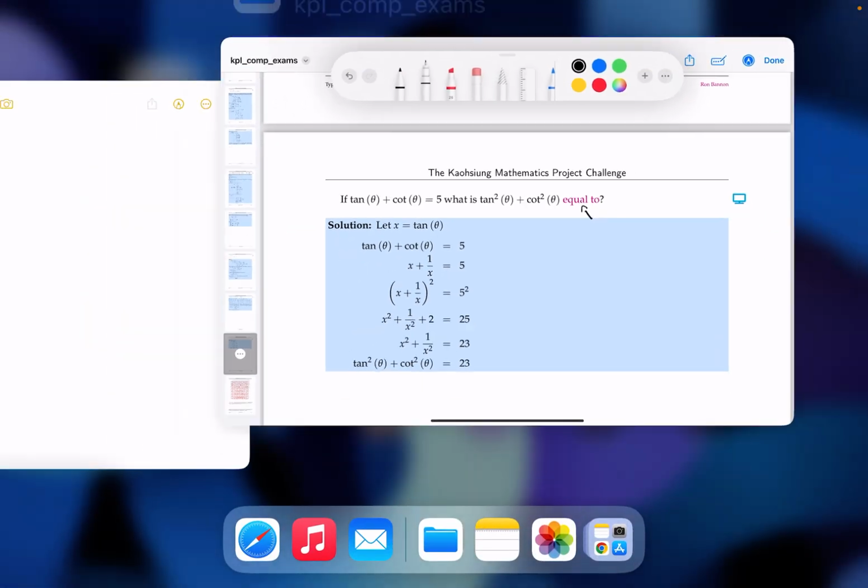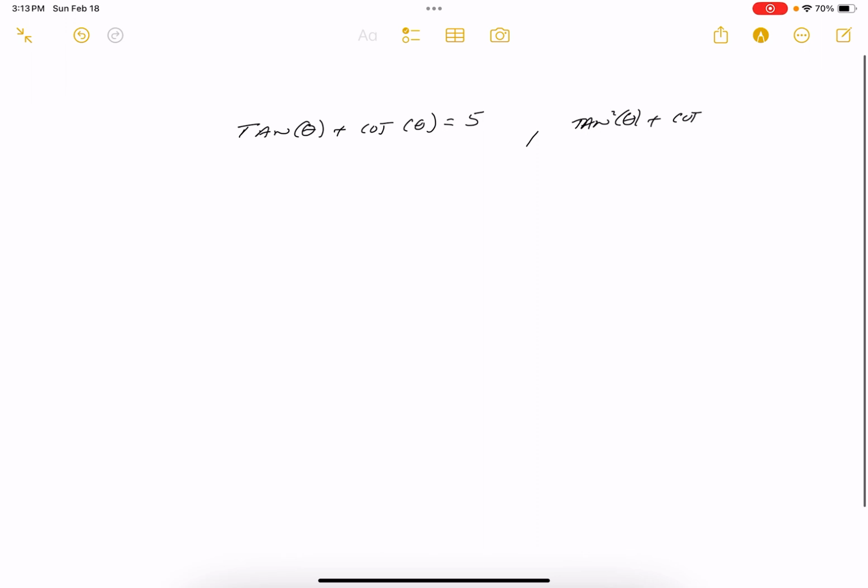I'm going to go to the whiteboard, and I'll write it down for you, and I'll go through what I did to do the problem. So tan theta plus cotangent of theta is equal to 5. Now, certainly you can solve for theta if you want, but they're not asked to solve for theta. They're asking to find out what the tangent squared theta plus the cotangent squared theta is equal to. All right, that's what they're asking for.